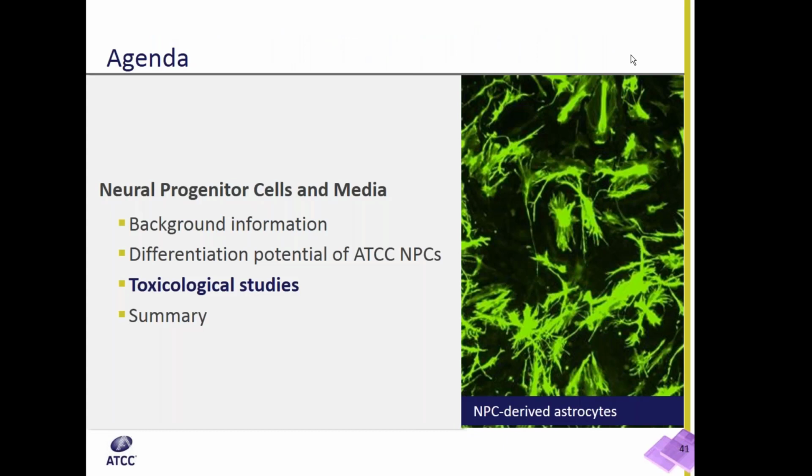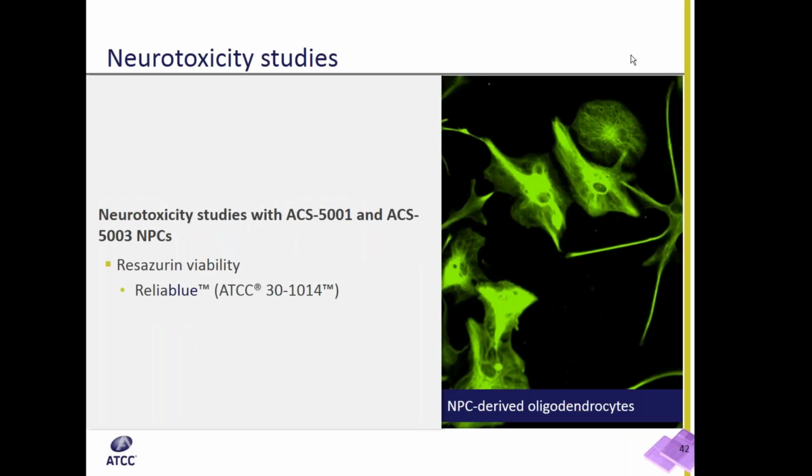So now that I've showed you the differentiation potential for these cells via qPCR and immunocytochemistry, I'll move on to showing how neural progenitor cells can be used in toxicological studies. For the neurotoxicity studies, we looked at just 1 assay: resazurin viability, which is a colorimetric assay similar to the formazan-based assays. ATCC has recently released a highly sensitive and easy to use resazurin reagent called ReliaBlue. So the studies that I'm going to show you were performed using that reagent.